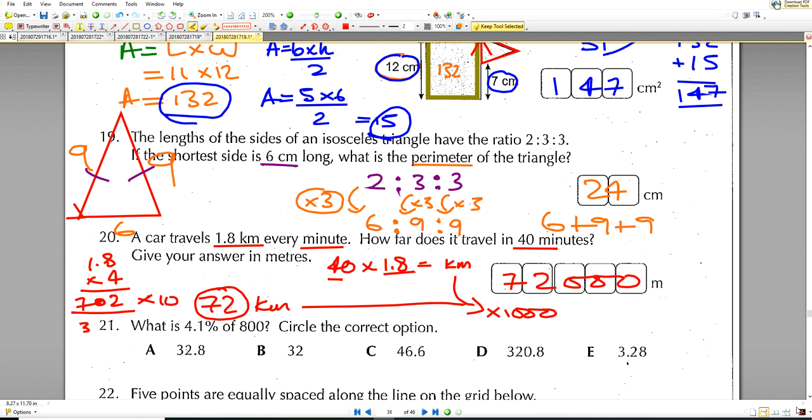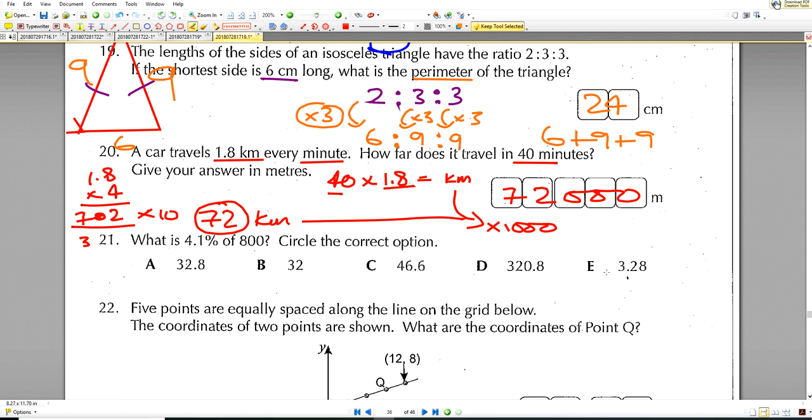And that's done. And we're nearly finished now, folks. So please bear with me for the last couple of questions. Okay, let's go for green. What is 4.1% of 800? Okay, this looks like a nice, interesting question.